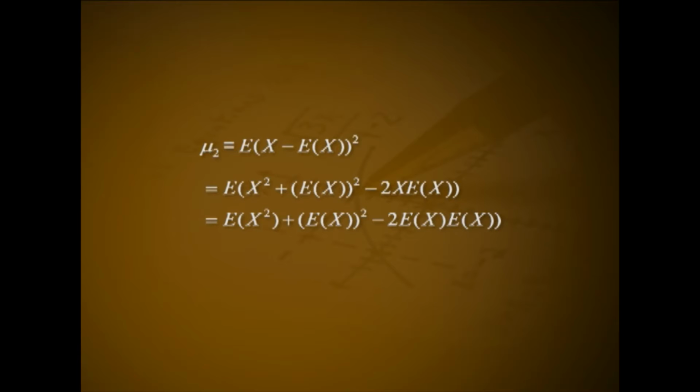The second central moment is the average of the squares of the deviation of the values of the variables taken from their arithmetic mean, which is the variance of the variable under consideration, that is the variance mu 2 equal to expectation of (X minus expectation of X) the square, that is equal to expectation of X square plus (expectation of X) the whole square minus 2X into expectation of X, that is equal to expectation of X square plus (expectation of X) the whole square minus 2 into (expectation of X) the whole square, that is equal to expectation of X square minus (expectation of X) the whole square, that is mu 2 dash minus mu 1 dash square.